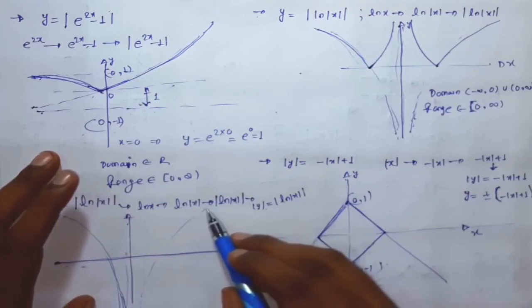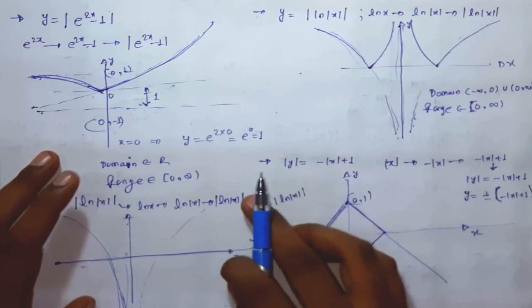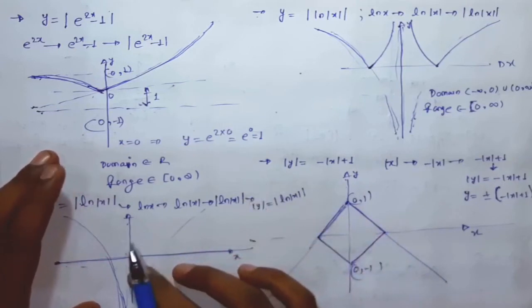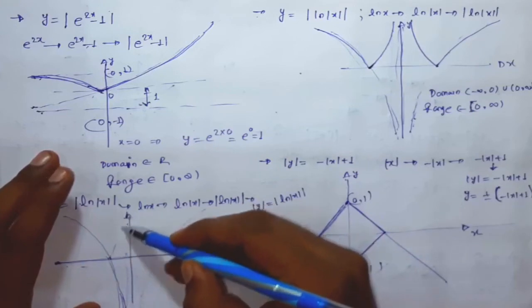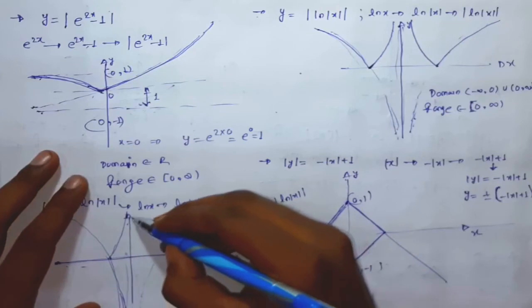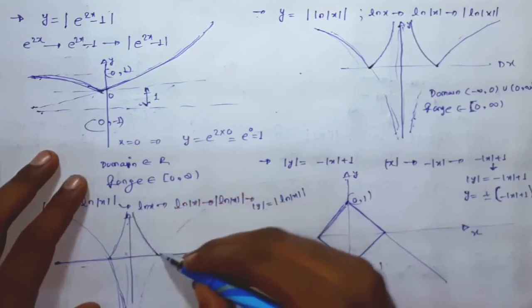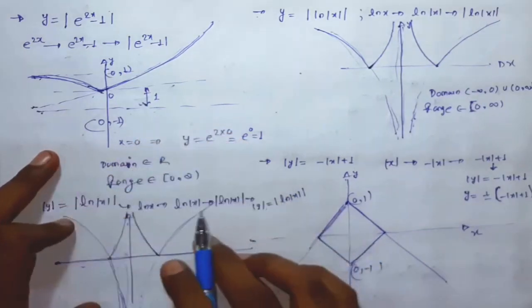Now I'm going to take the mod, so for the negative portion we will take the image of the negative portion in the x-axis. So it will look like this. Okay, it will look like this. I will darken each and every portion again. Okay, so this is the portion of the graph of ln of mod of x.